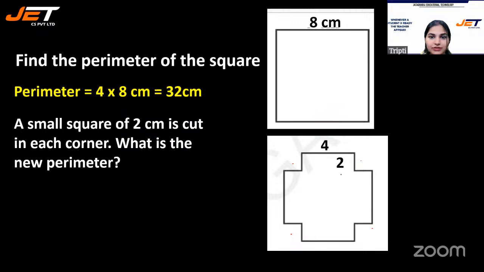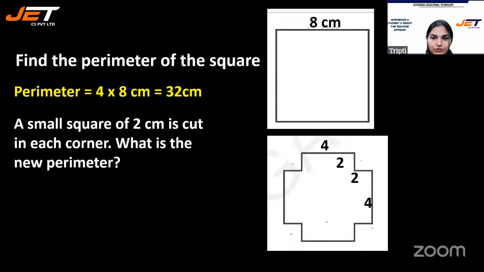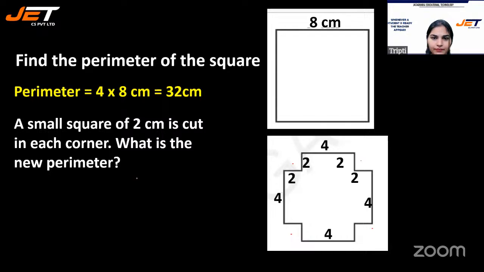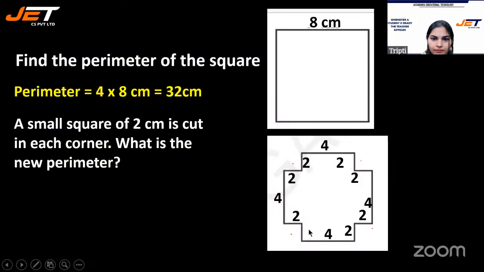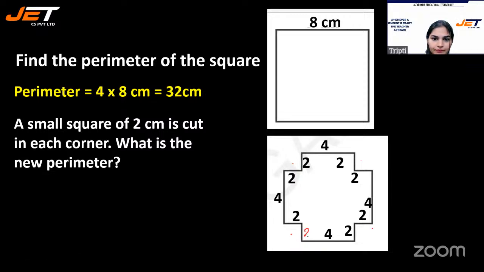Because this will be 4, this will be 2, 2, because from here it is cut now. So 2, 2, 4, 4. Wait, this is 2 only. Wait, 4 here. Hold on. 4, 2, 2, 2. I have changed. Okay, this. This. Do this.